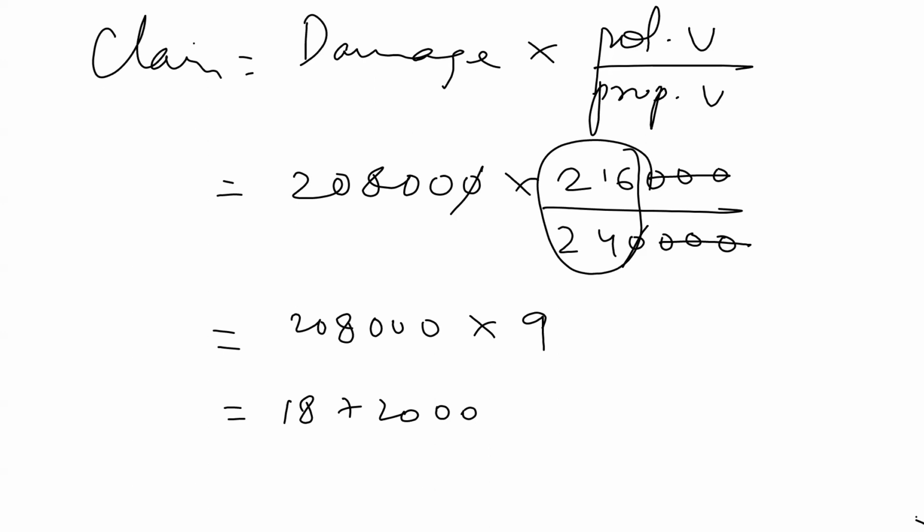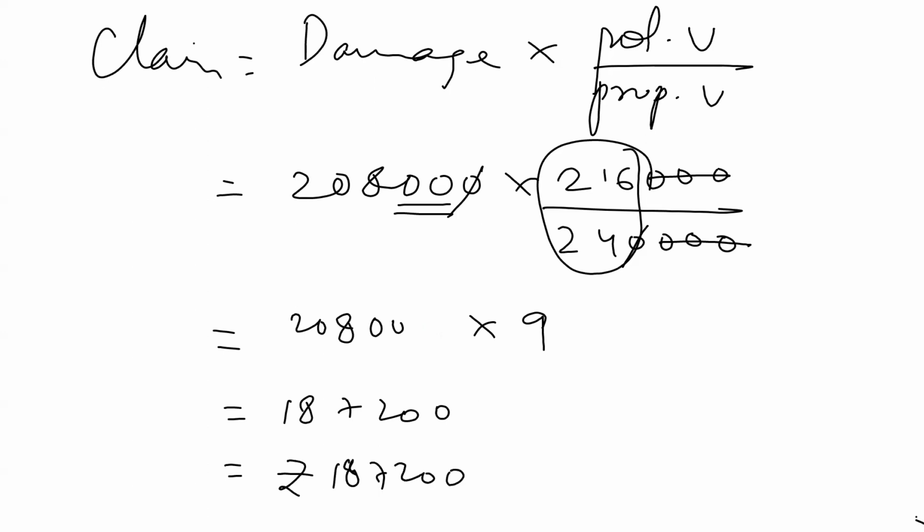Have I missed out on some value over here? Yeah, I just have put one extra zero. Sorry for that. These are only two zeros. I've put one extra zero. I'm just reducing that. Okay, so this is your total claim for the goods.